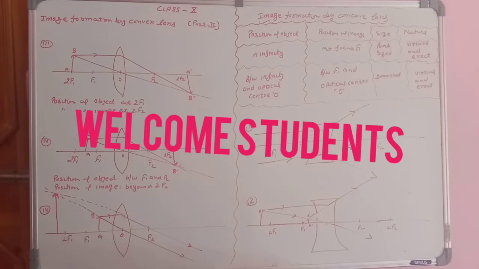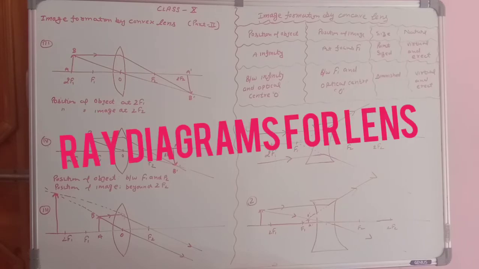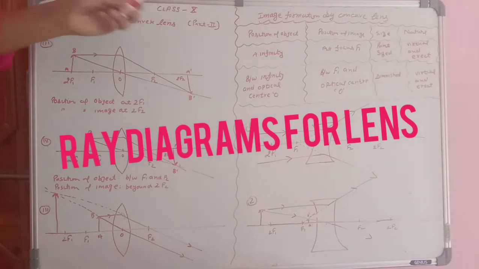Dear students, in my last lecture I taught you about image formation by convex lens and one table we have drawn, and according to that table first three diagrams we have already drawn. Today we will draw ray diagrams for concave lens, as well as we will complete the rest three ray diagrams for convex lens. So let us proceed. Image formation by convex lens part 2.